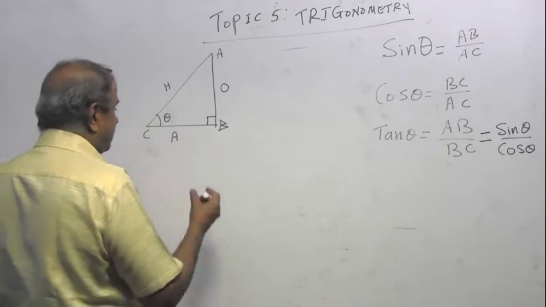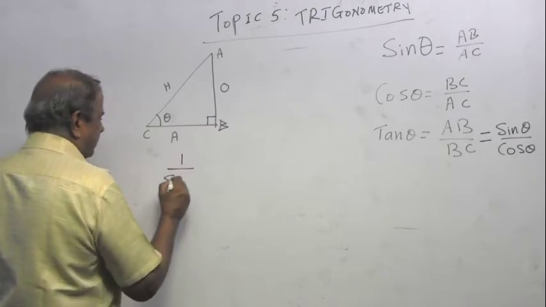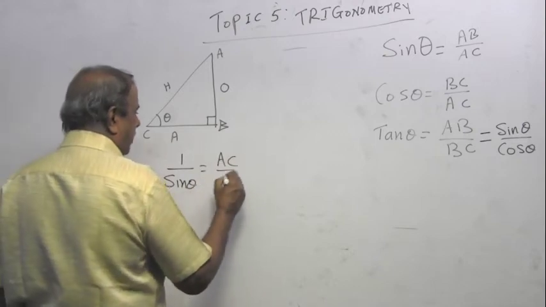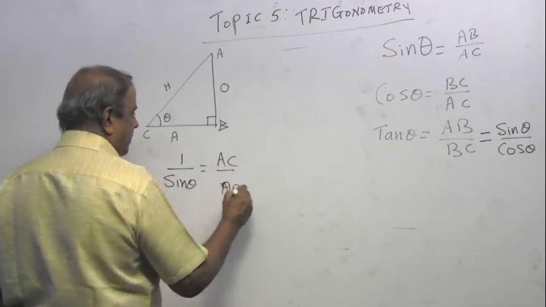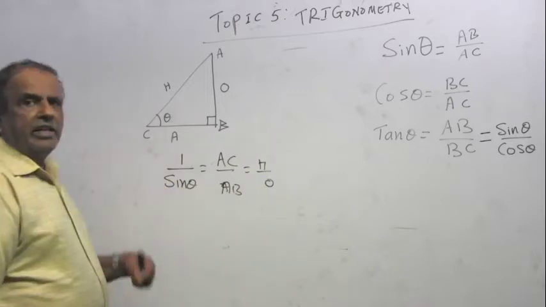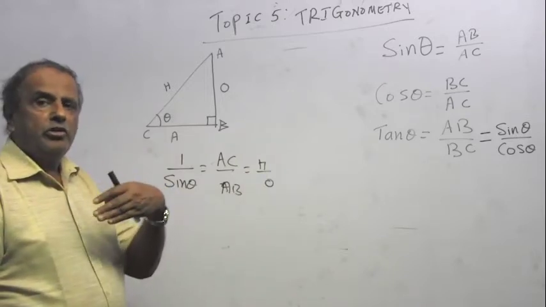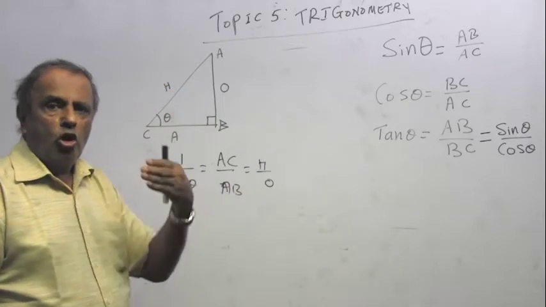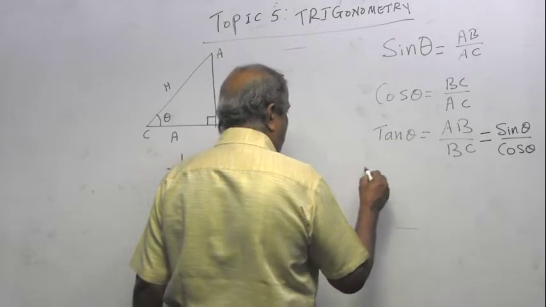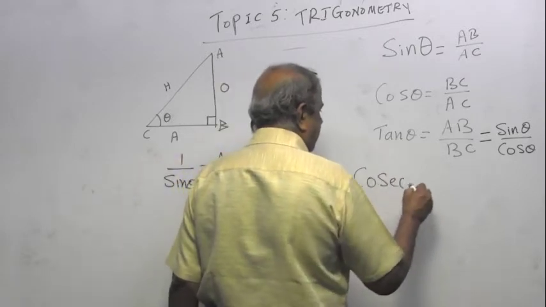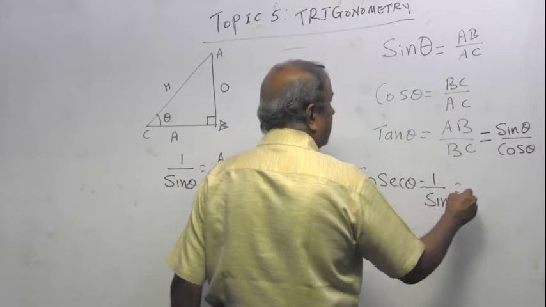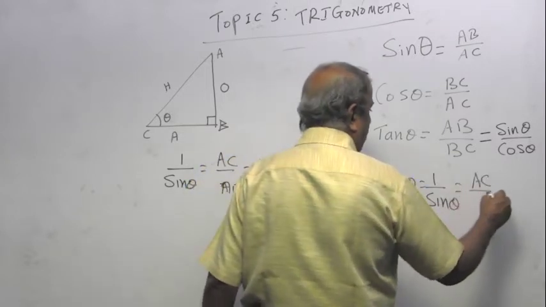Now, what is 1 over sine theta? It will be AC over AB, which is hypotenuse over opposite. I'm introducing you to 3 more new ratios. This is called cosecant theta, or cosec theta. Cosec theta is 1 over sine theta, which is AC over AB.